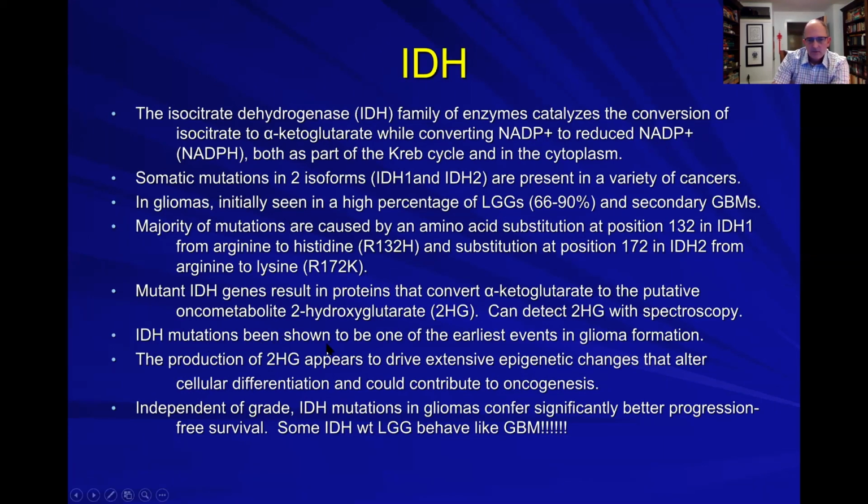IDH mutations have been shown to be one of the earlier events in glioma formation, is the theory. The production of this 2-HG metabolite appears to drive epigenetic changes that alter cellular differentiation and contribute to oncogenesis. So independent of the grade 1, 2, 3, or 4, IDH mutations in gliomas confer a better progression-free survival. And there are cases of some IDH wild-type lower grade tumors behaving a lot like the more aggressive GBMs. So this has become a very powerful prognostic tool for us.